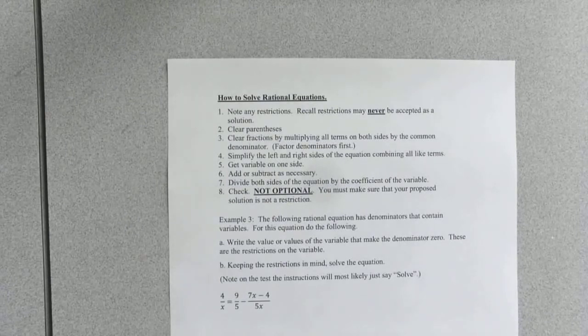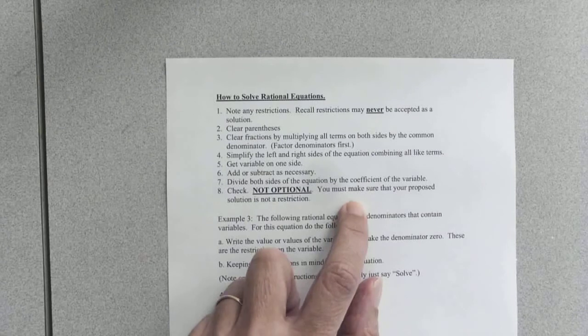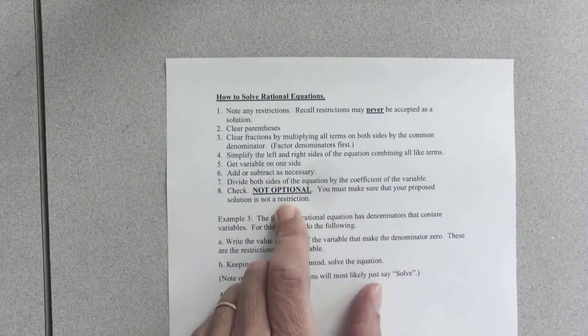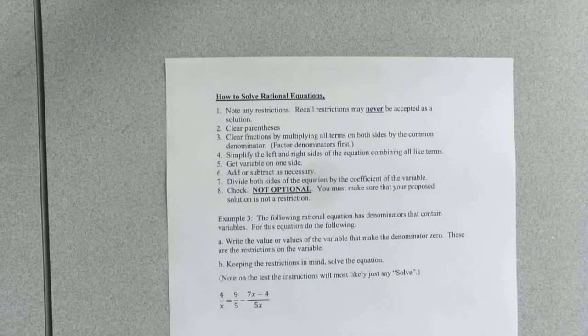On the first two problems, that was just a nicety. But we saw in the first one, I'd made a small mistake, and then when I checked it, I caught the mistake. You've got to check here. You must at least make sure that your proposed solution is not a restriction. Maybe you won't have time to check the whole thing, but you've at least got to compare your answer to the restrictions.